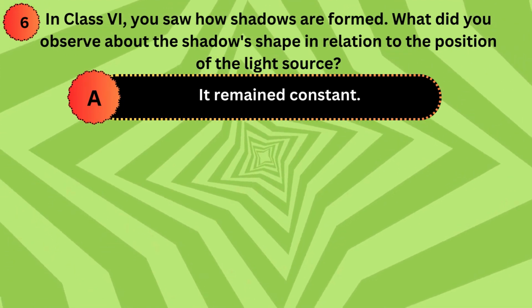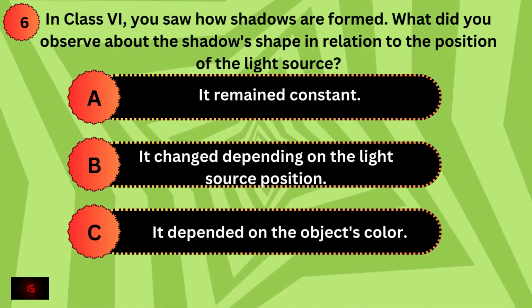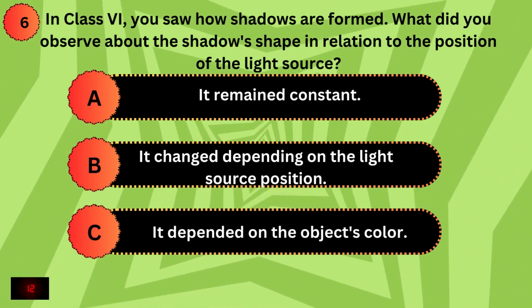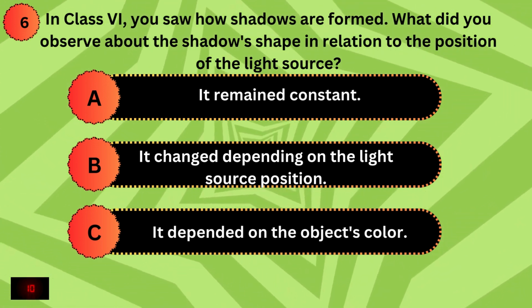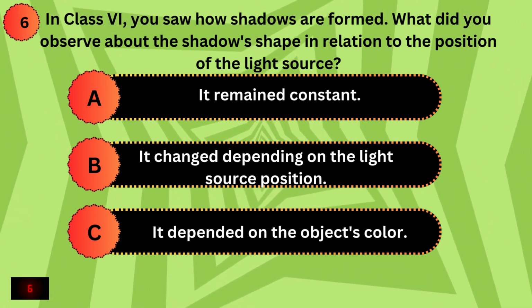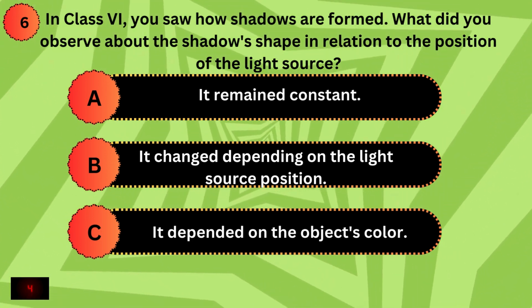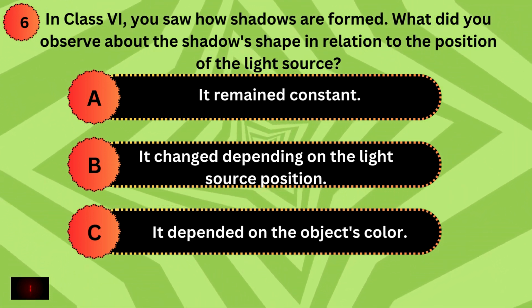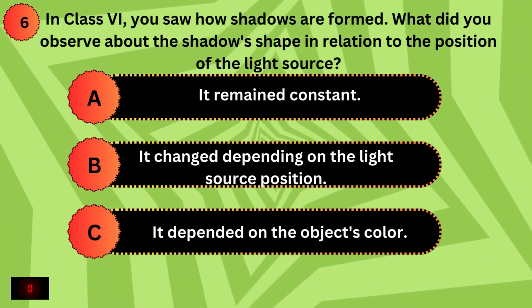In Class 6, you saw how shadows are formed. What did you observe about the shadow's shape in relation to the position of the light source? A. It remained constant. B. It changed depending on the light source position. C. It depended on the object's color.